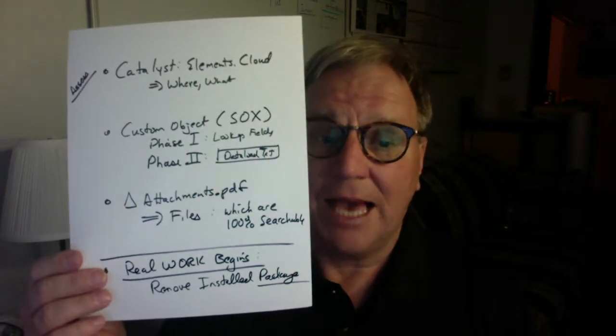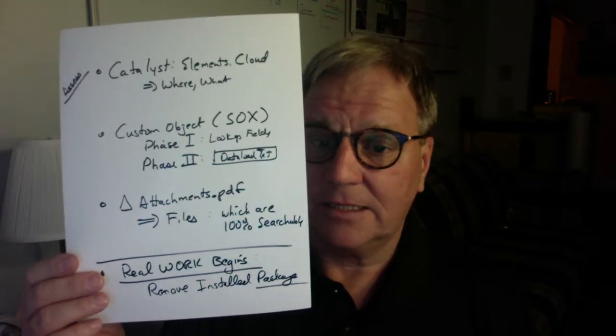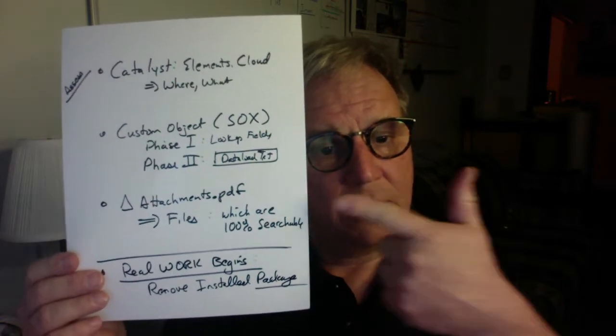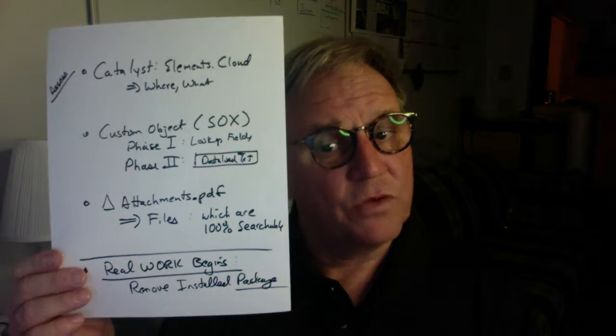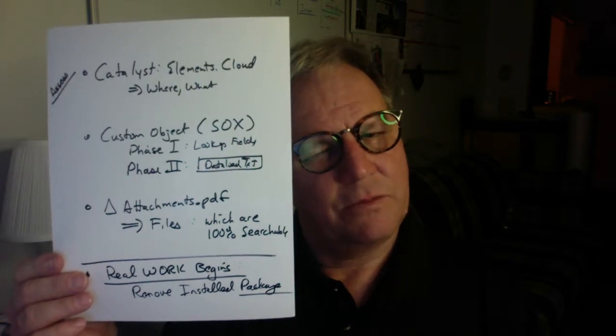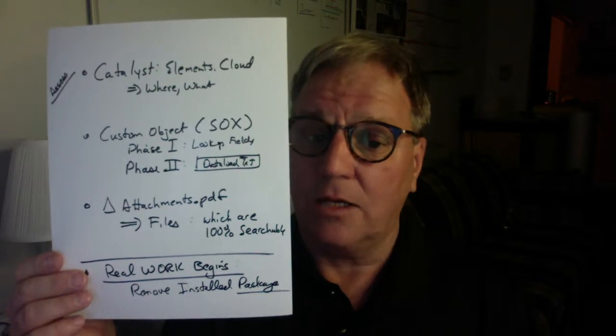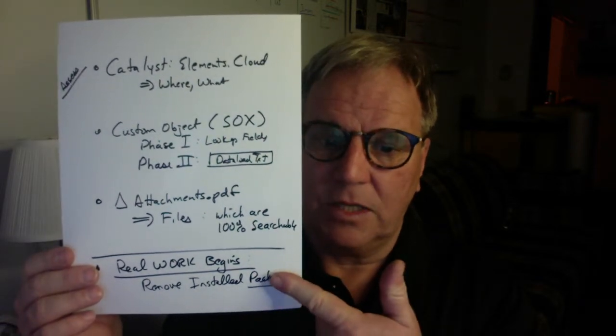So first, Catalyst. Second, custom object with lookup fields and data fields. Then the Magic Mover, to change everything from attachments to files, which are 100% searchable. And then the real work begins.